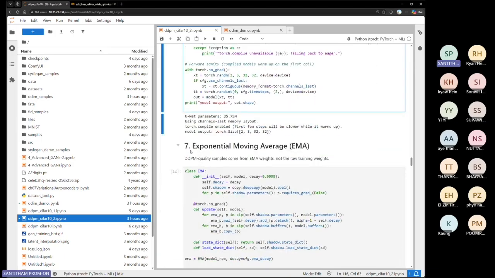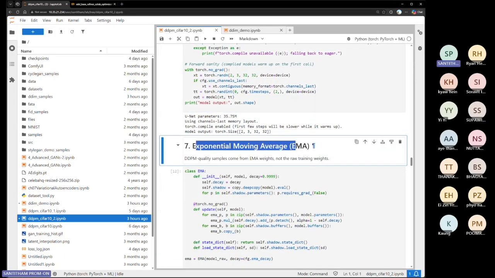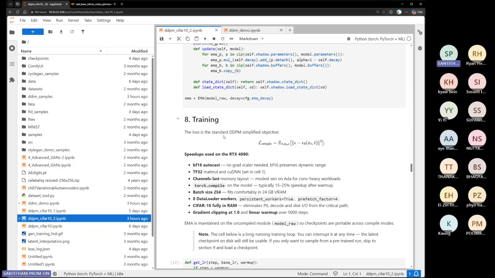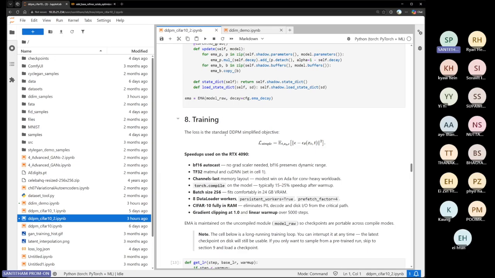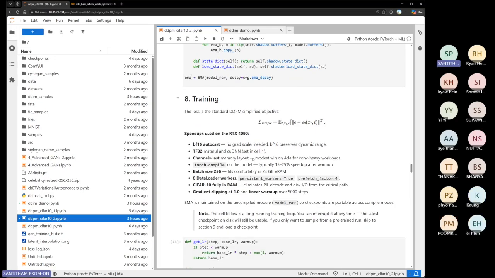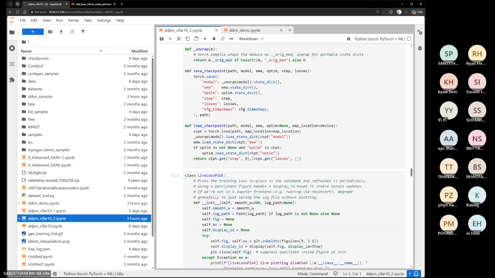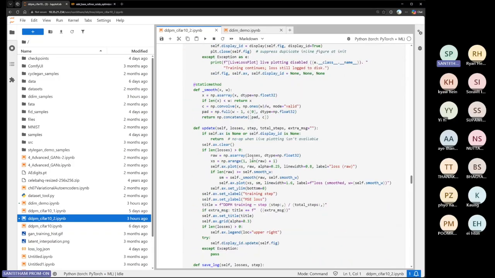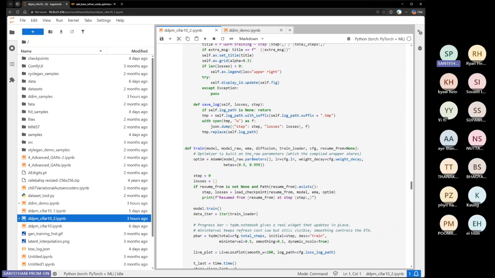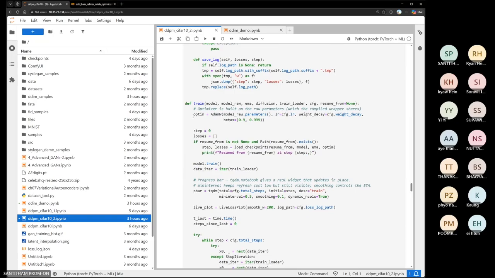And then this is to make the learning process an exponential moving average. And then the training part. This is training on a 4090. You cannot do this on Colab except if you are on Colab Pro, which you can utilize the compute, but it takes quite some time to run this. Okay, this is the training part.